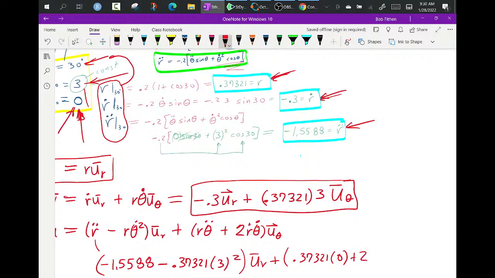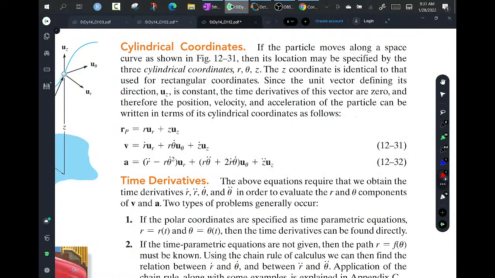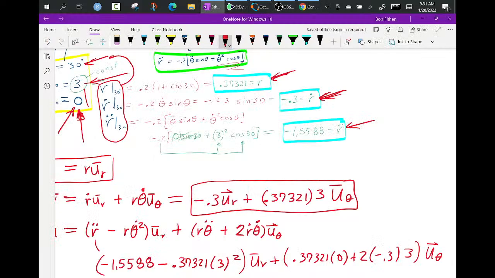Plus 2 times R dot, which is that. Then theta dot, which is 3. And then U theta. So let me look at something real quick just to double check. Okay. Did I forget my 2? I did write down my 2, didn't I? Yeah. Okay. I thought I forgot my 2, but it's there.